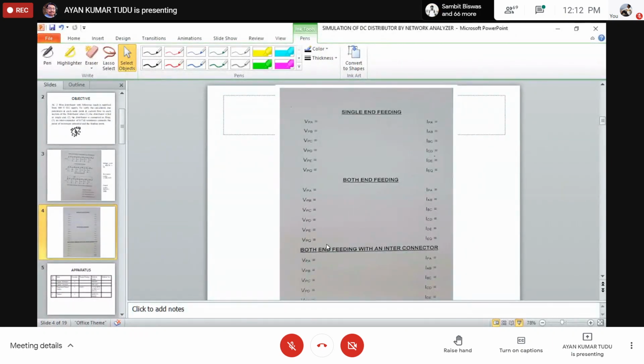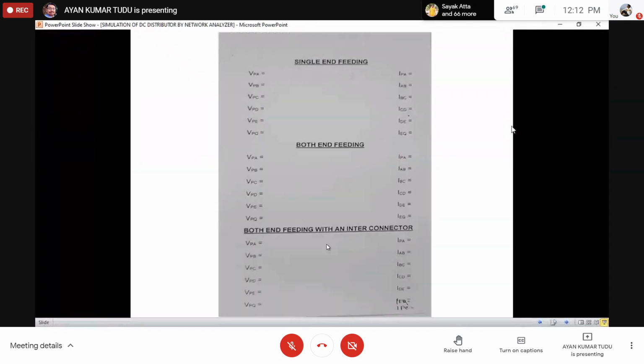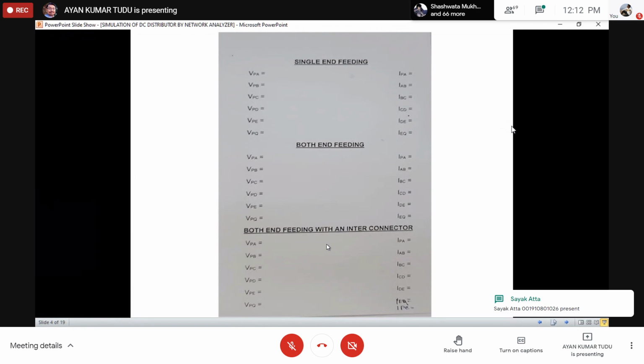So what are the readings that we're taking? For single end feeding, we'll be taking VPA, VPB, VPC, VPD, and similarly IPA, IAB, IAC, and so on. Similarly, we'll be taking the same readings for both end feeding and both end feeding with an interconnector. Why an interconnector is used, we'll see later. I'll be talking about it later in the class.